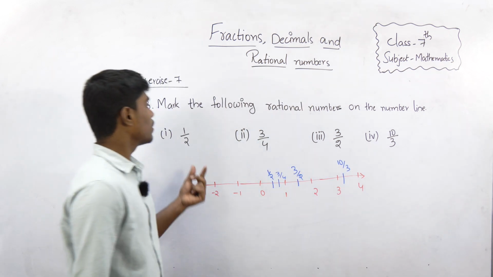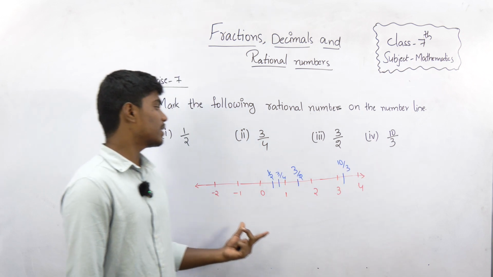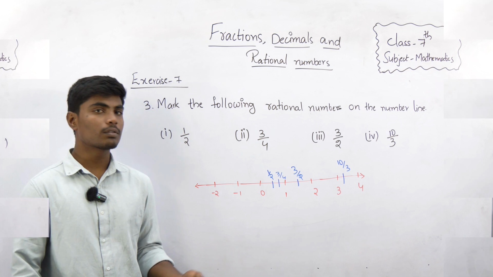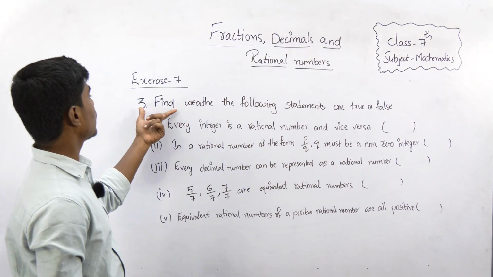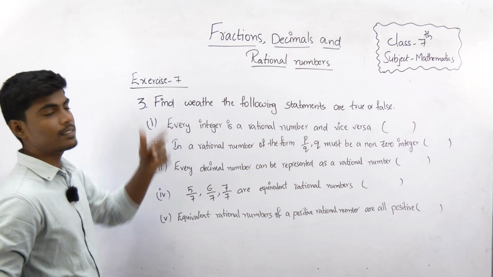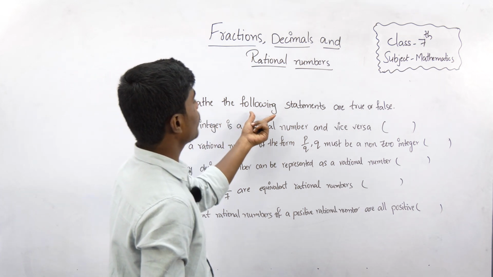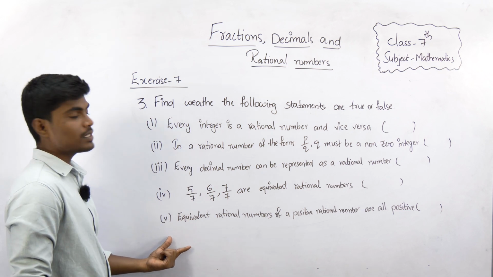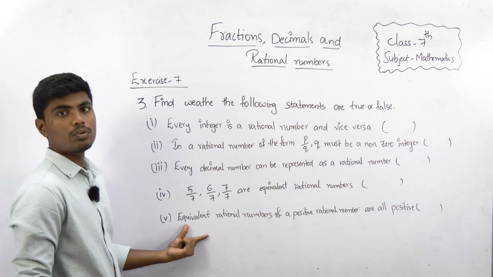See here the given rational numbers are represented or marked on the number line. This is the solution, so note it down. Now we move to the third problem, which is the last problem of exercise 7. Find whether the following statements are true or false. See, here are some statements and we have to check whether each is true or false.